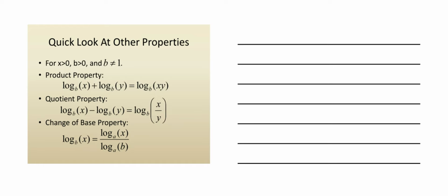Quotient property: log base b of x minus log base b of y is equal to log base b of x divided by y. Similarly, but in division, hence the reason why it's called quotient, right? If you're subtracting and they have the same base, you can combine what's in the parentheses with the first set of parentheses divided by the second set of parentheses. And this goes into a single logarithm.